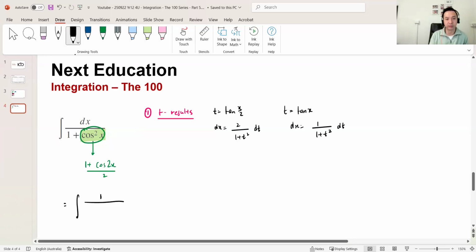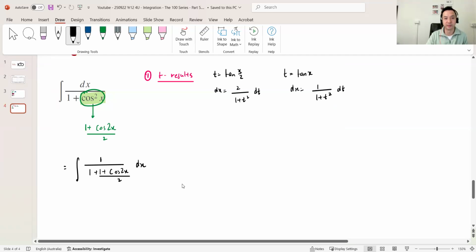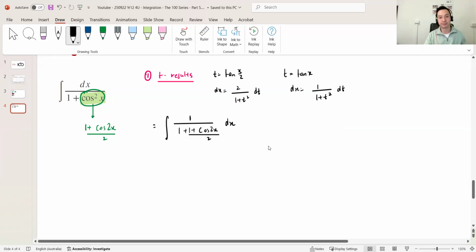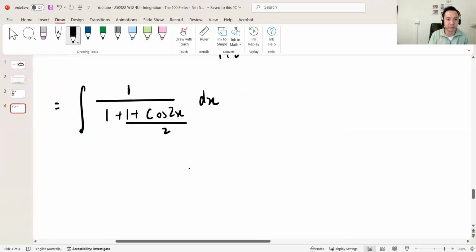I put 1 there. 1 plus cos 2x on 2 dx. Yeah, t results actually has quite a lot of steps, right? So we're going to do it over here, make it a bit neater. Guys, common denominator and chuck 2 on top. So you sort of get like 2 on top of 3 plus cos double dx.